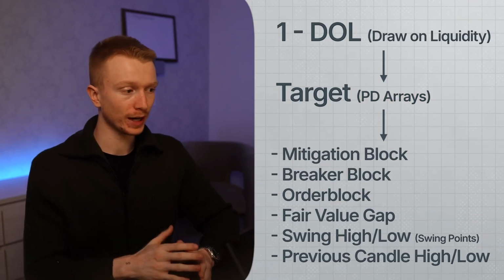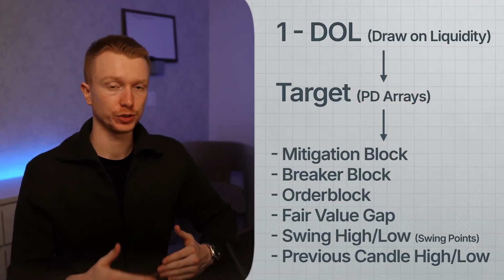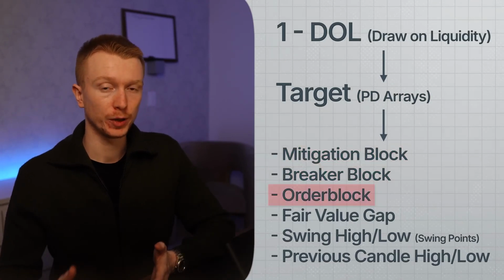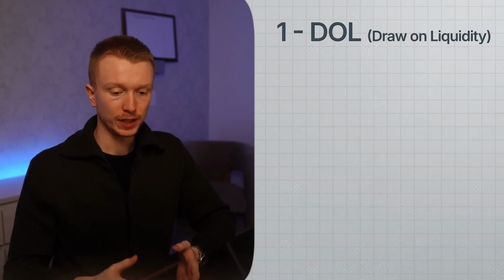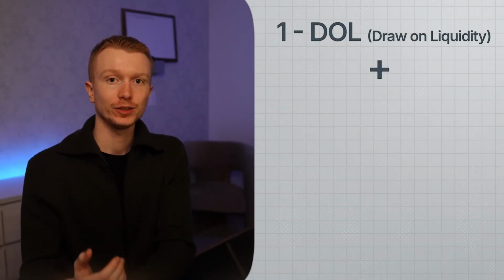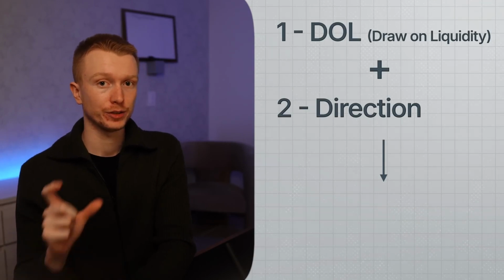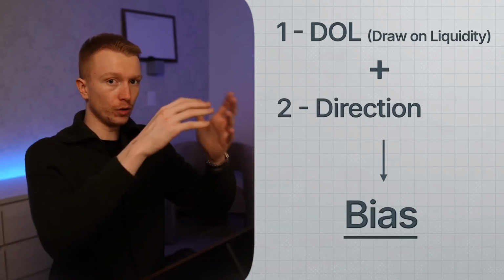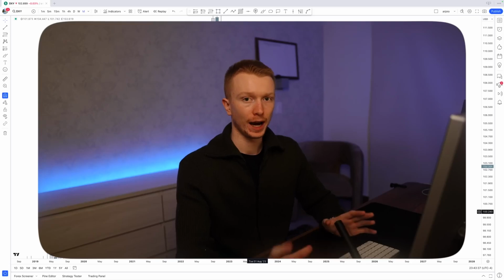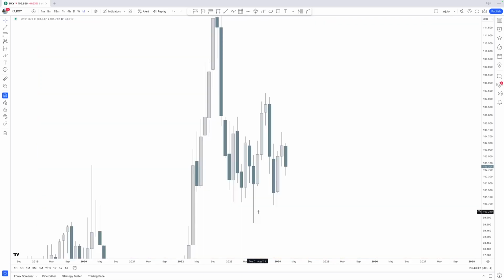Now, why a PD array? Because price is always moving towards a PD array. It is our job as traders to find out towards which PD array we are moving next. And if we can find out towards which PD array we can move next, that is understanding the direction. And that draw on liquidity and the direction leads to the understanding of the overall thing, the bias. So then how do we even find the draw on liquidity? Well, that is where we are going to start on the monthly time frame right here.